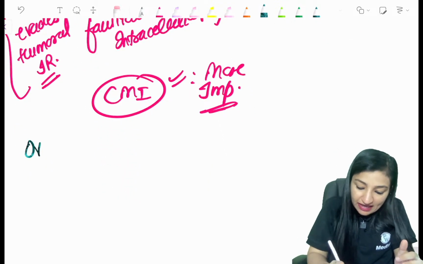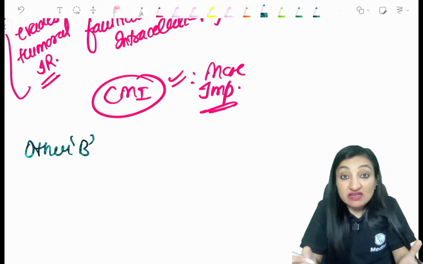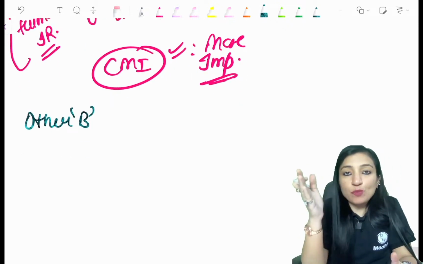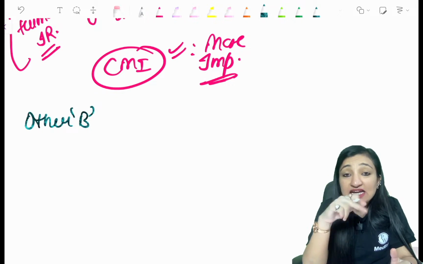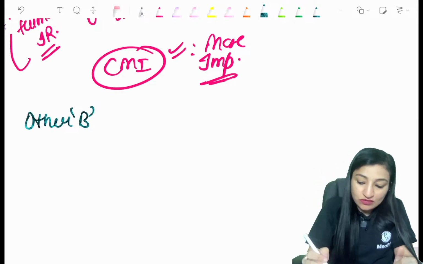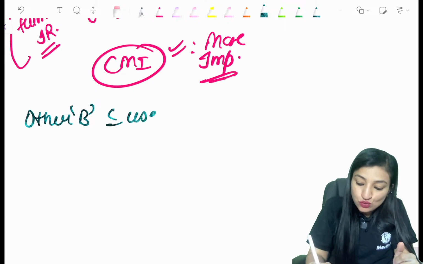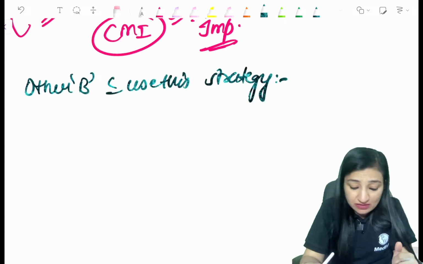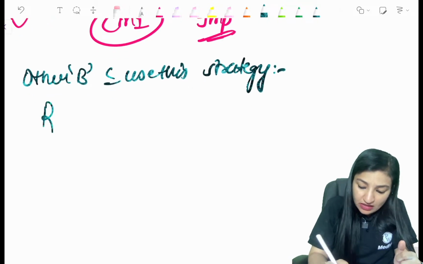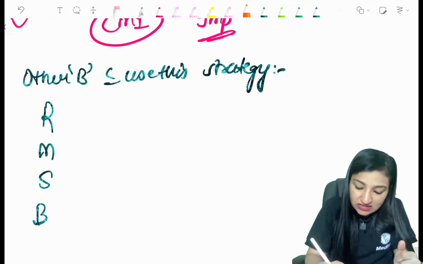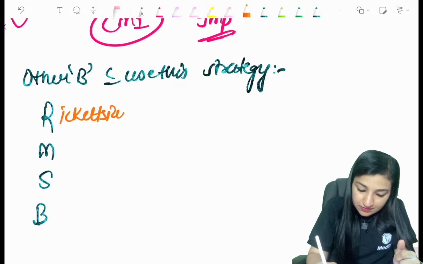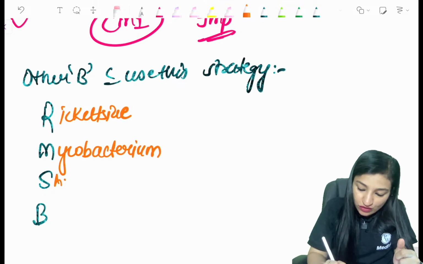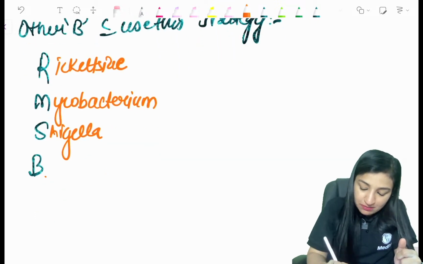Okay. Now other bacteria. So this fellow is very, very smart, isn't it? It can just hop on from one cell to another via these actin rockets. Now there are other bacteria also which use this strategy, and therefore they can also evade the antibodies. And who are these bacteria? RMSB. Now R stands for what? Rickettsia. M stands for Mycobacterium. S stands for Shigella, and B stands for Burkholderia.